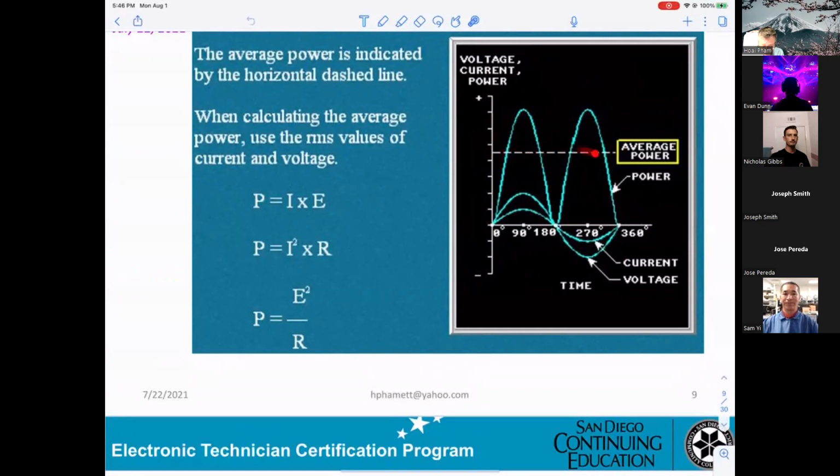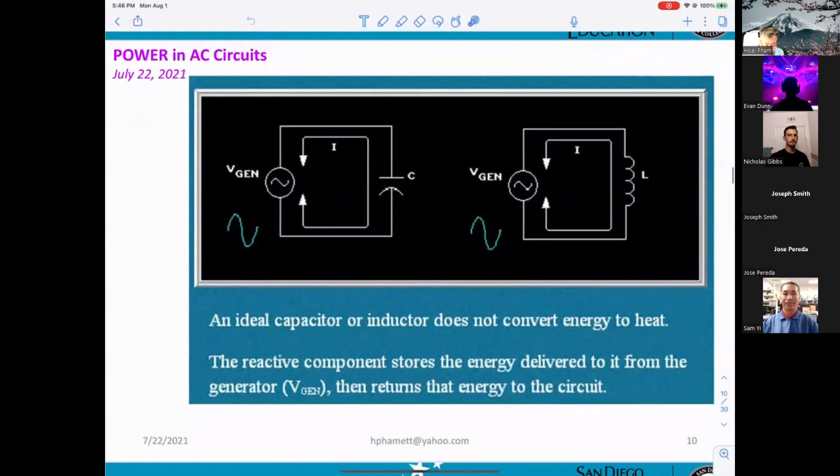When calculating the average power, use the RMS value of current and voltage. So that's why you can see this is the formula to calculate the power. An ideal capacitor or inductor does not convert energy to heat. Okay, they do not convert energy to heat. The reactive component stores energy delivered to it from the generator. Then they return that energy to the circuitry. That means when it is positive you get the power, and on the way back to negative, the power will also be returned.